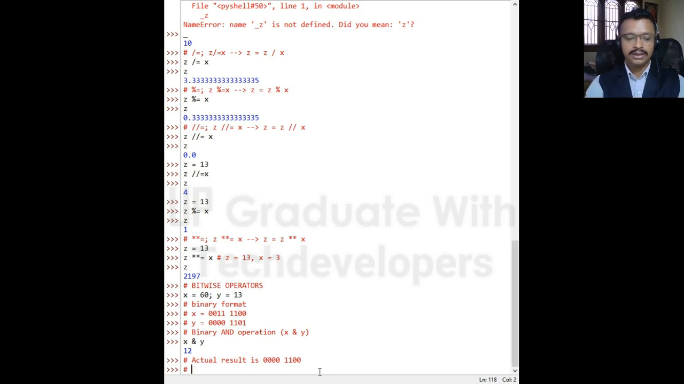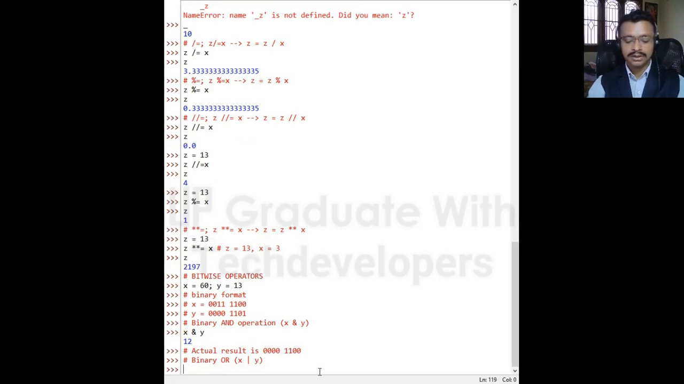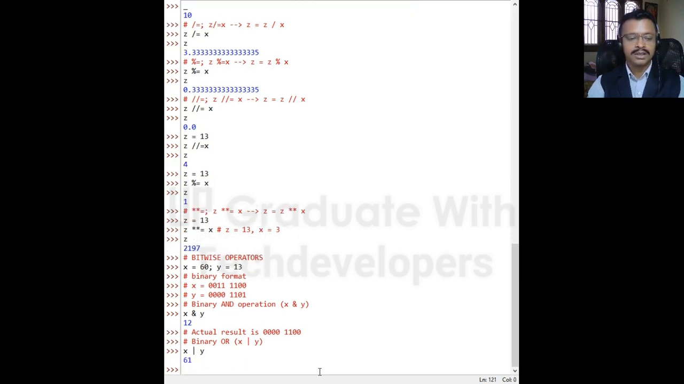With the binary OR, this can be written as x | y, using the symbol like this. So let us do the operation x | y, and it results in 61.